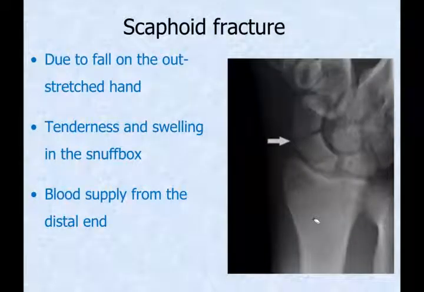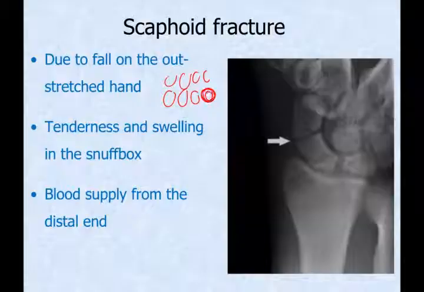Then the scaphoid fracture. Now, scaphoid is a carpal bone. It's the most medial carpal bone in the first row of carpal bones. There are two rows of carpal bones, four here, four here. Now, scaphoid is the medial end carpal bone, and the lunate is next. These two articulate with the radius. Okay, so this is the radius, this is the scaphoid, and this is the lunate.